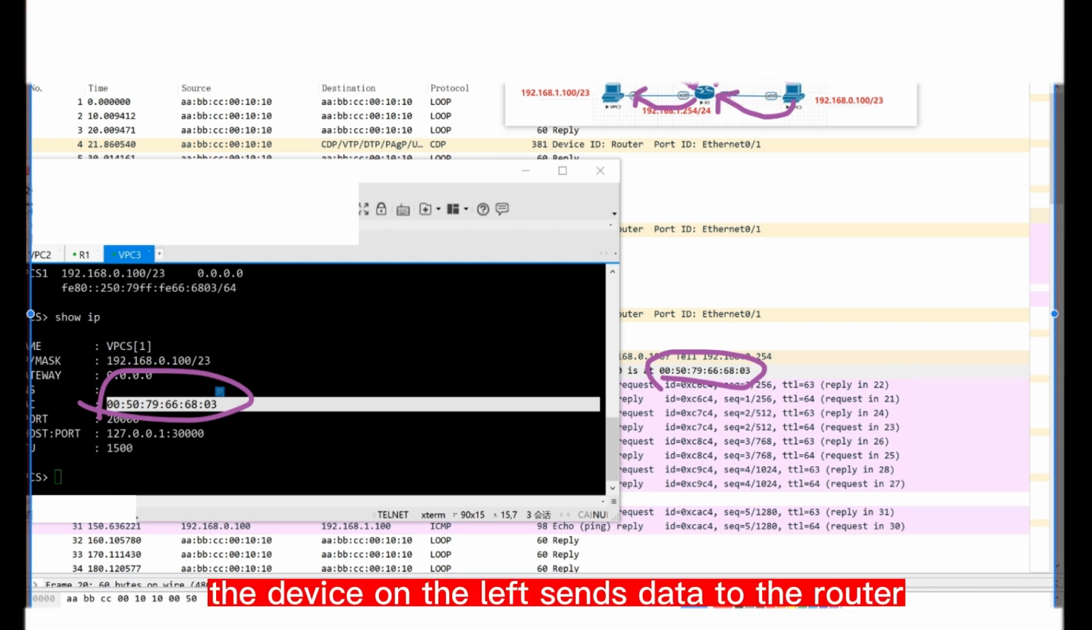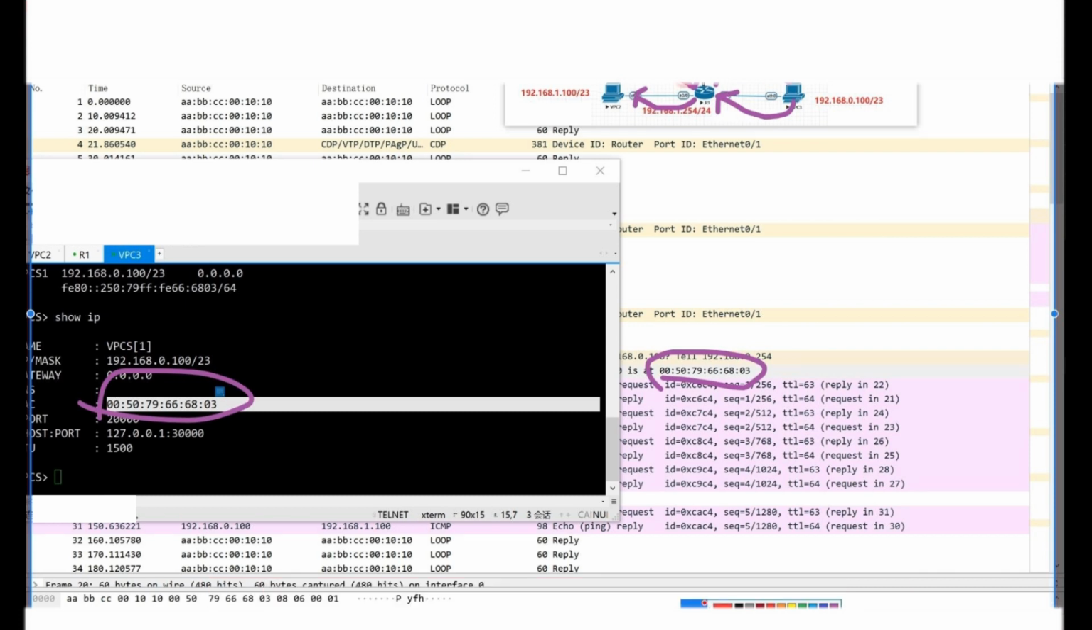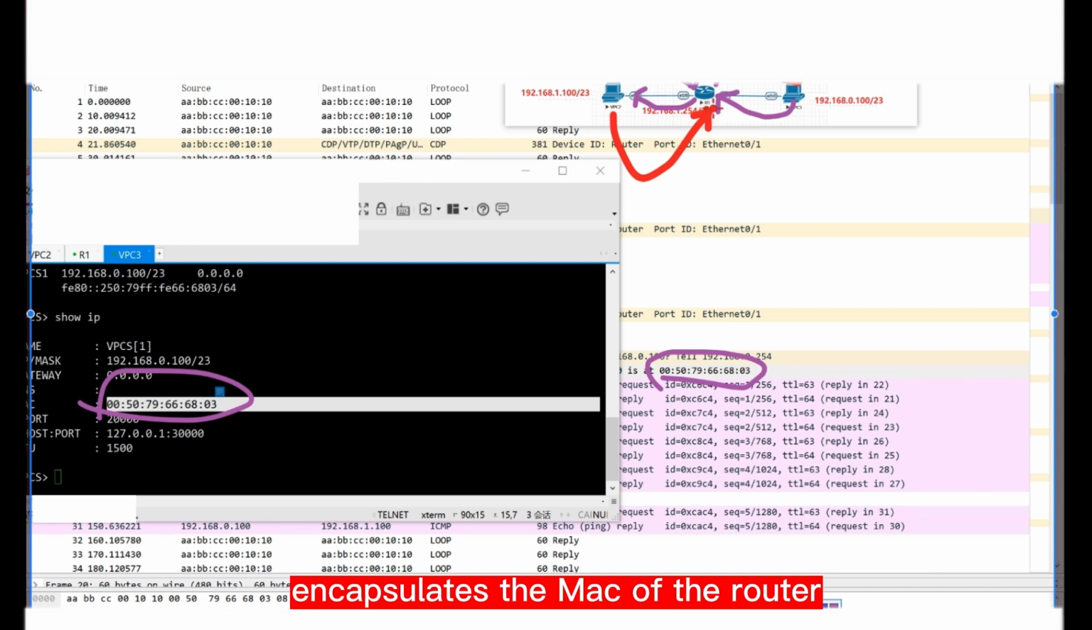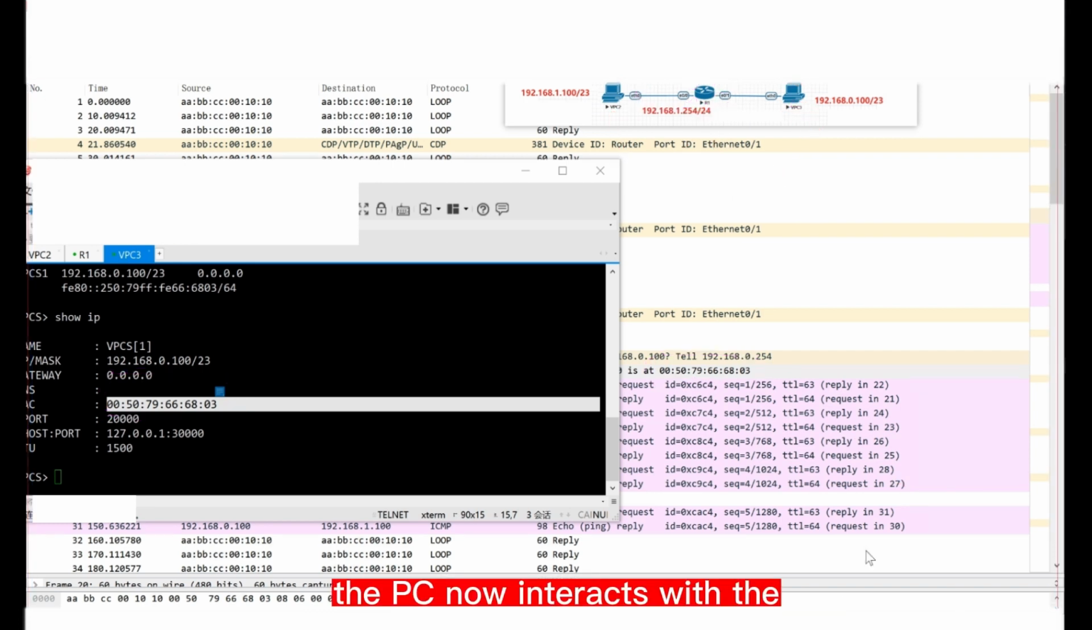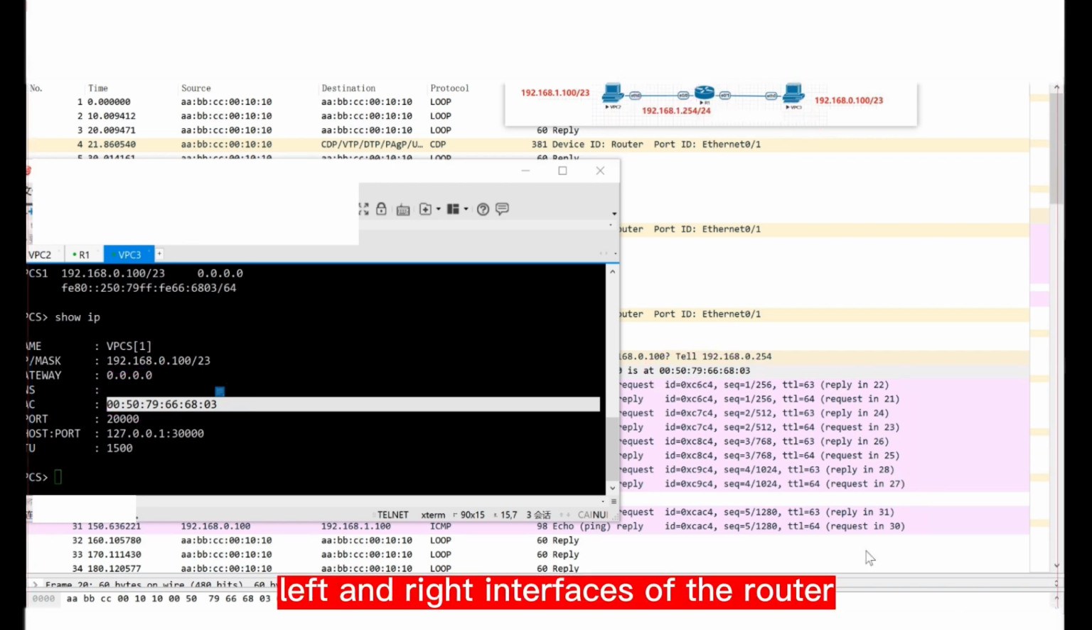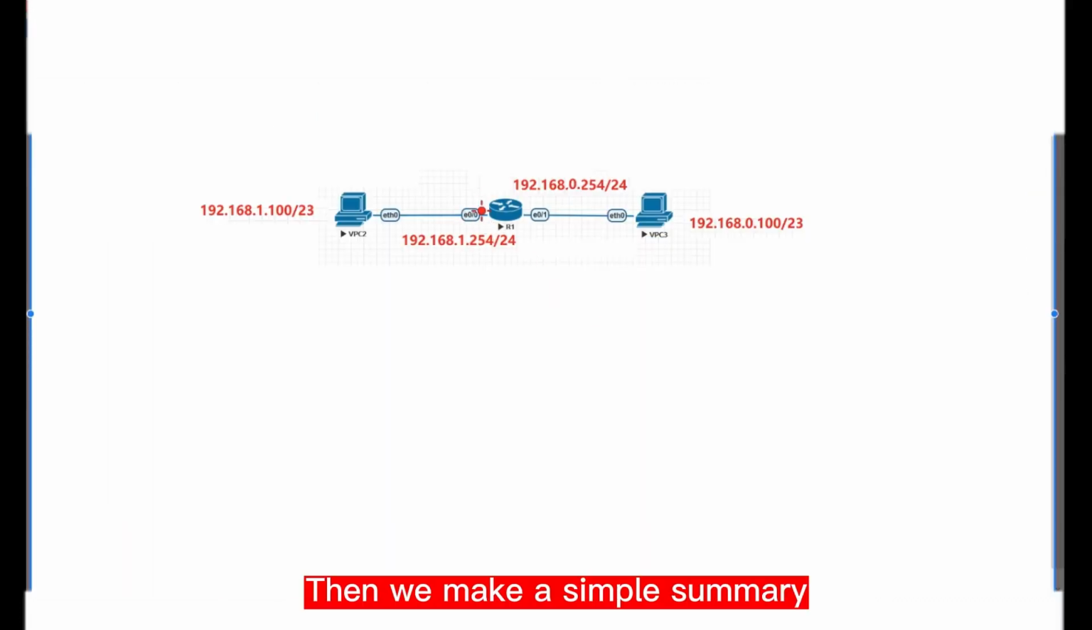When the final forwarding happens, the device on the left sends data to the router. The router helps forward: the device on the left encapsulates the MAC of the router, and the router encapsulates the MAC of the device on the right. The PC now interacts with the left and right interfaces of the router. This is an interactive process between them. Then we make a simple summary.